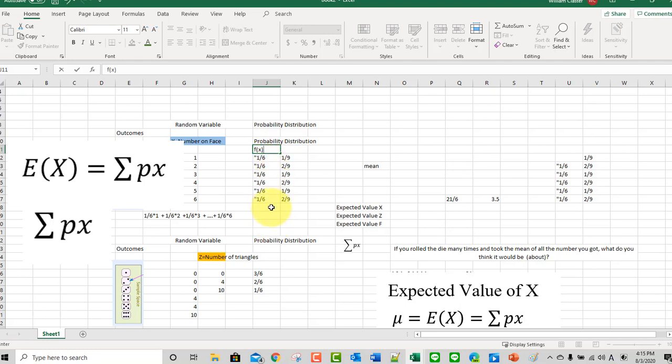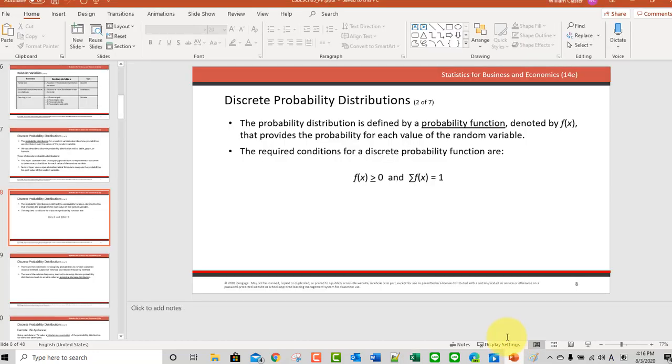And actually, I think they should call it p of x, or maybe they don't have to, but we've been calling it p, or p of x, and they're calling it f of x. Okay, so it has to be greater than or equal to 0, and when you sum them all up, you have to get 1.